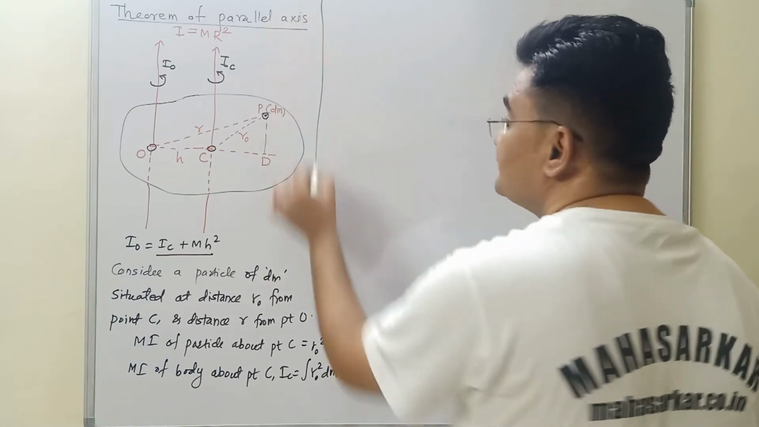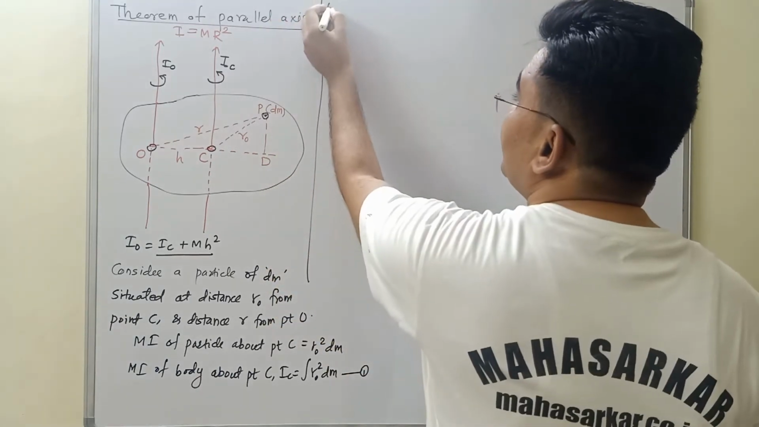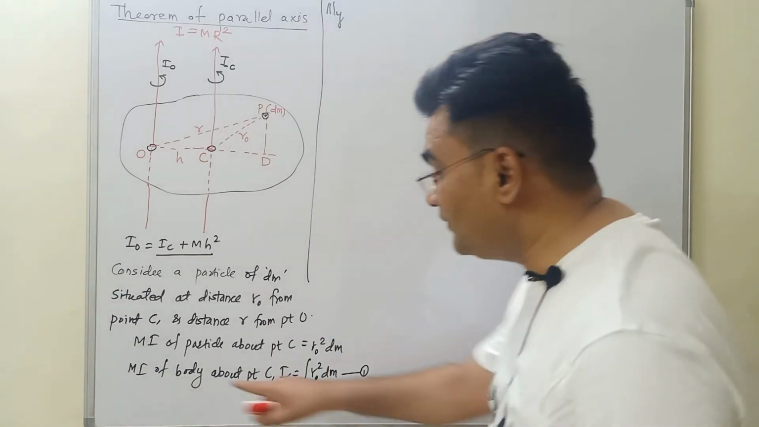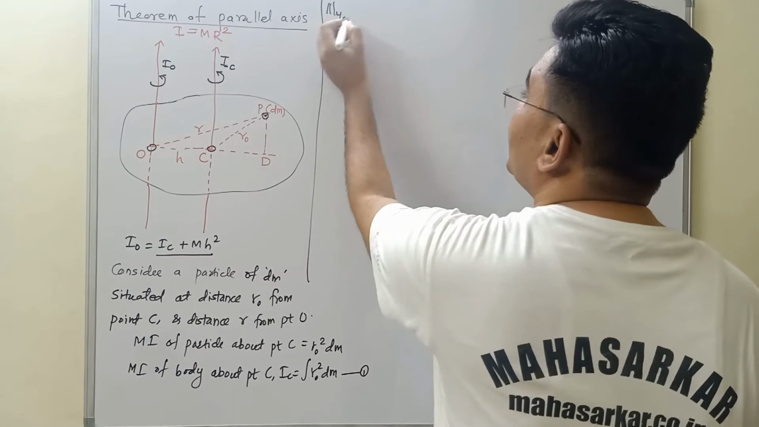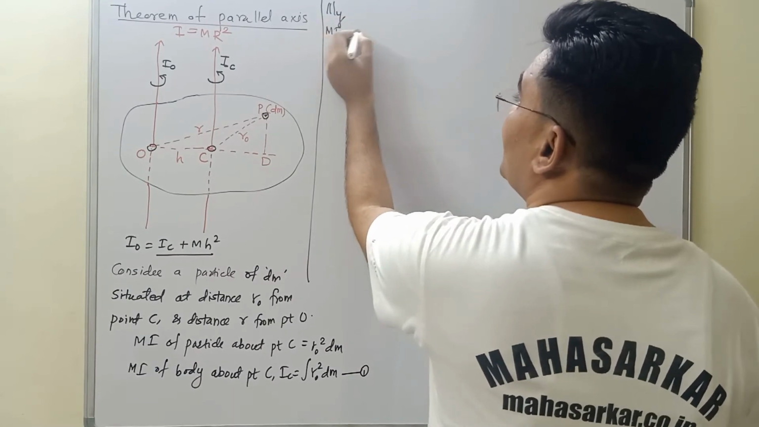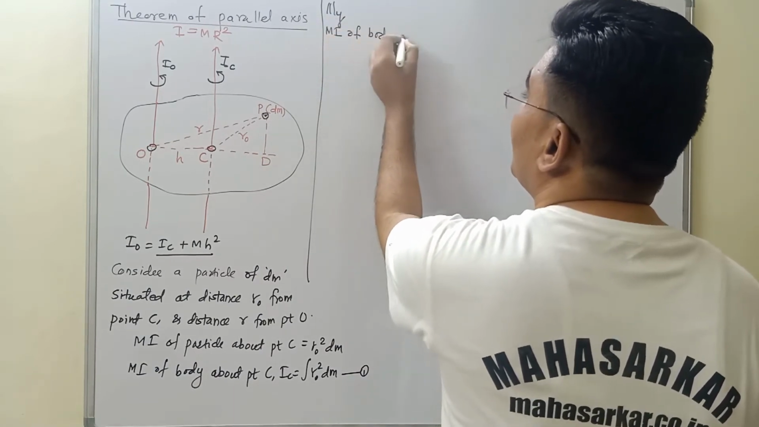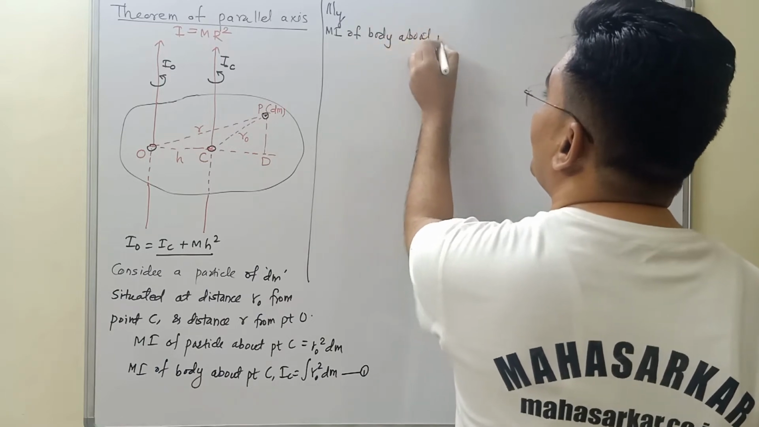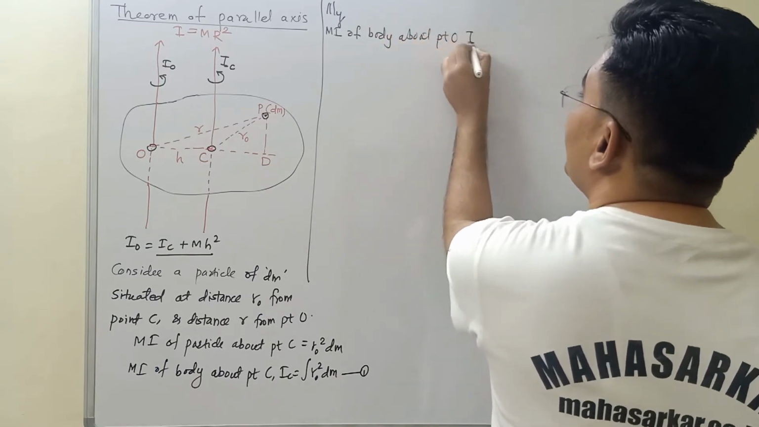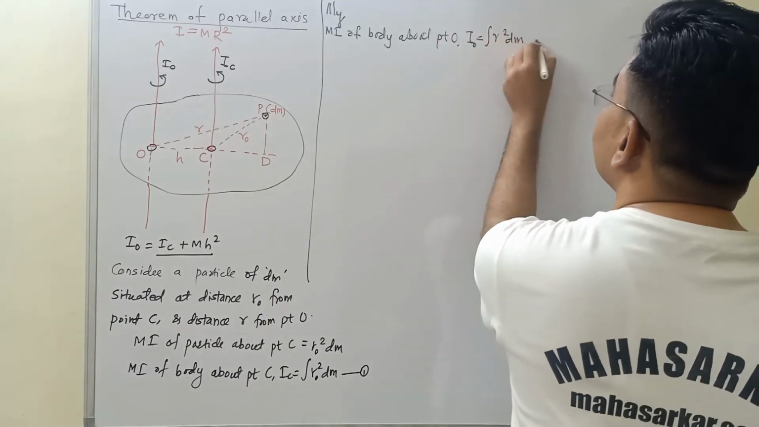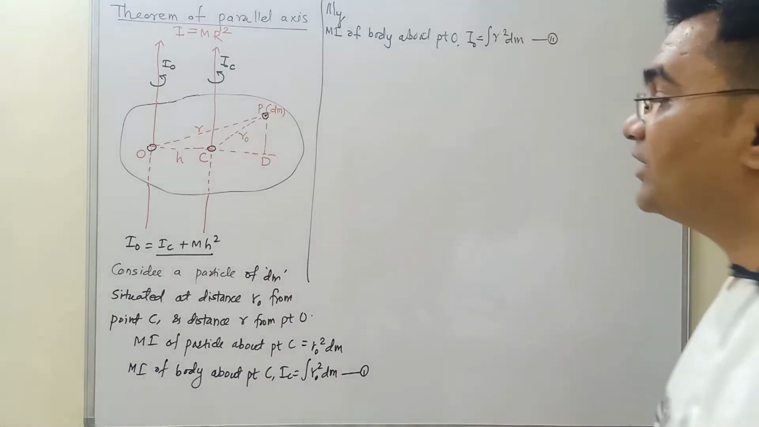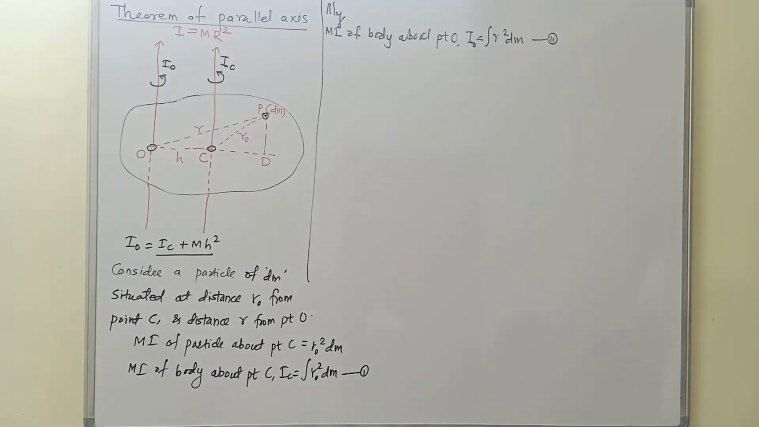Similarly, the moment of inertia of the body about point O can be written as I_O equals the integral of r square dm. So this is equation number 2. Now we are going to prove this.